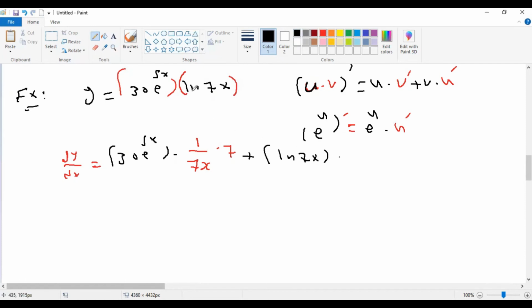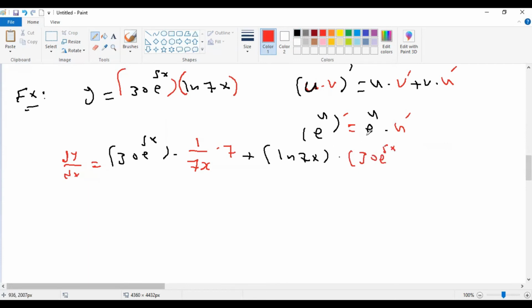So you have to write now the second one, ln 7x, times the derivative of the first one. What is the first one we said? This is the first one, 30 e to the power 5x. So the derivative of 30 e to the power 5x is multiplied by 30e, the same. First, rewrite it. See the rule.